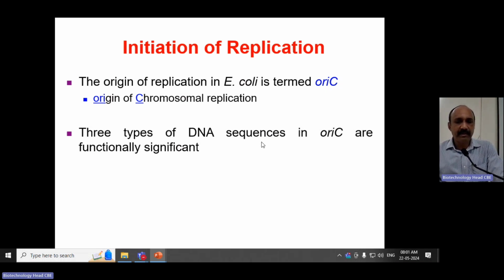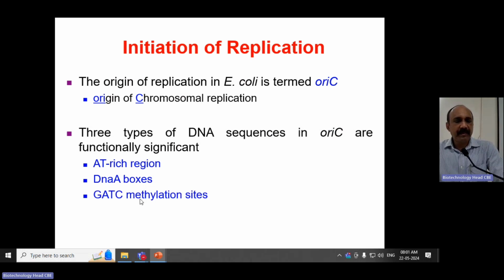Three types of DNA sequences in ORI-C are functionally significant. One is the AT-rich region, a small stretch of A and T bases. The other is the DnaA boxes, where the DnaA protein comes and binds. And there is a GATC methylation site. So ORI-C is just these three consensus sequences.